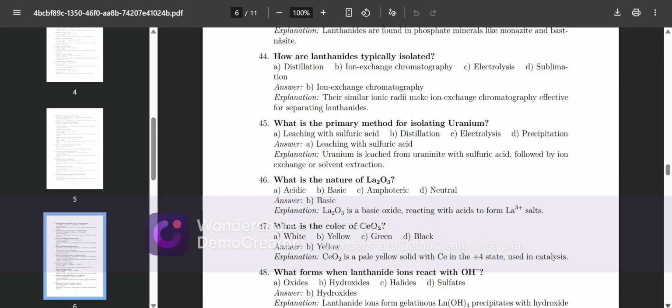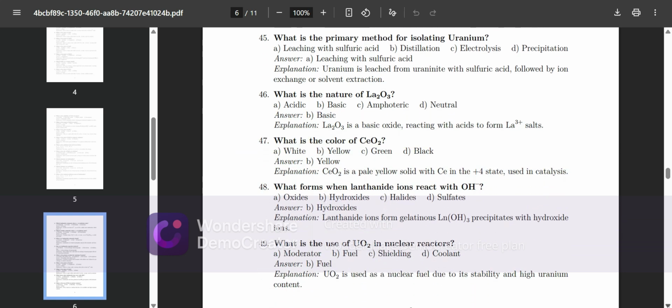What is the primary method for isolating uranium? Leaching with sulfuric acid. Uranium is leached with sulfuric acid, followed by ion exchange or solvent extraction. What is the nature of La2O3? Basic. La2O3 is a basic oxide reacting with acid to form La3+ salt.